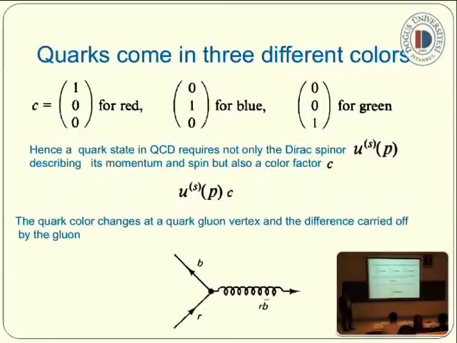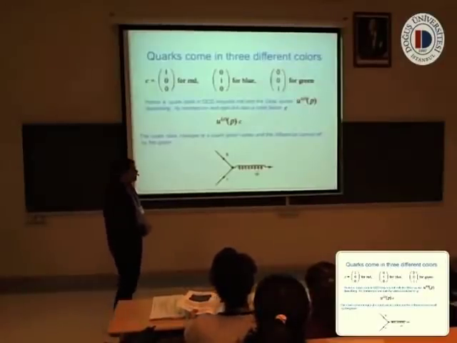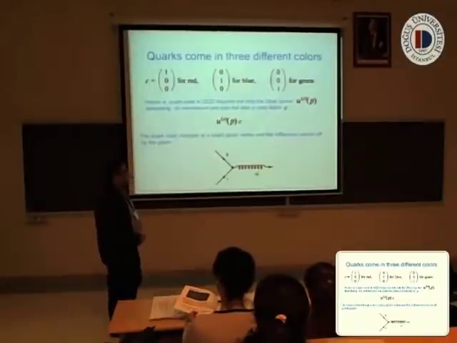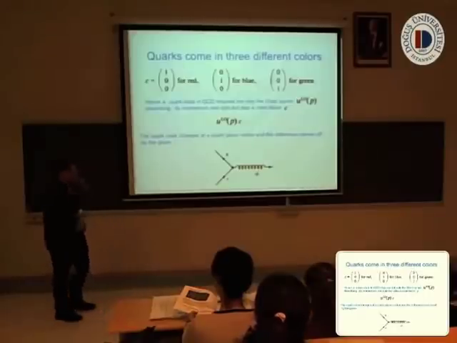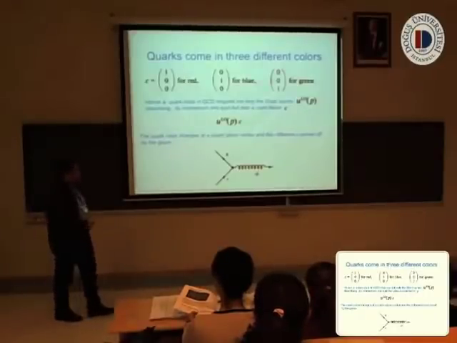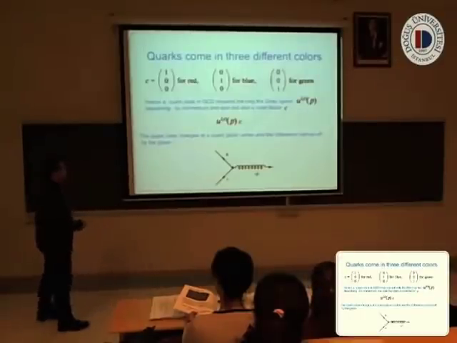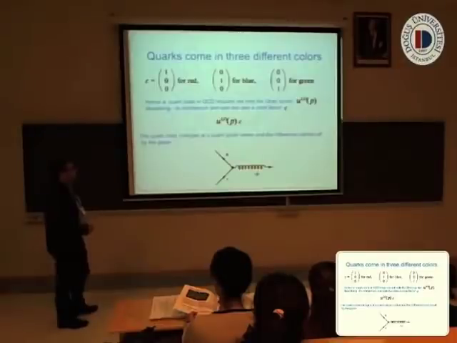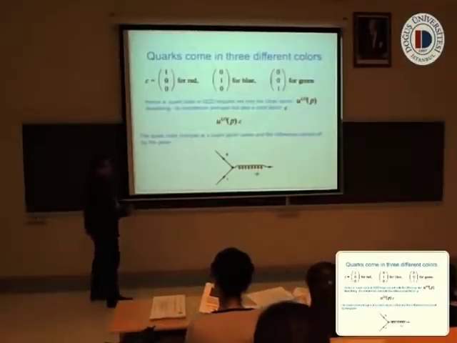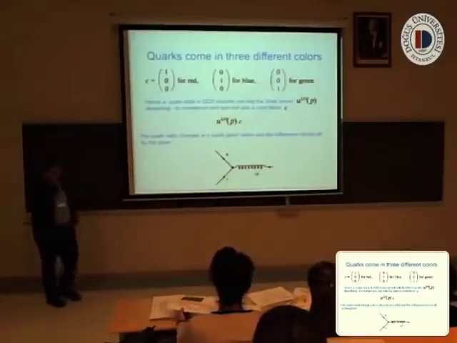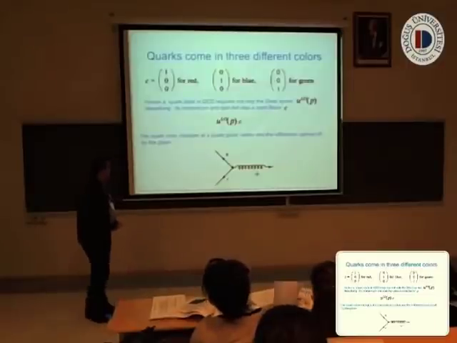So as you know, quarks come in three different colors. Here we show the red color by this column matrix, the blue by this column matrix, and for green we have this column matrix. And you know, we show the Dirac spinor by this notation. Here s stands for its spin, and p denotes the momentum of the particle. In addition to this spinor, in QCD we will have an extra factor, which is the charge factor. So we will have this object in QCD, which describes the particles.